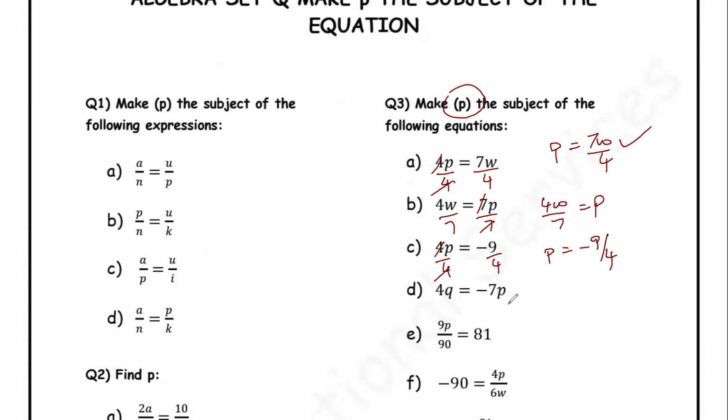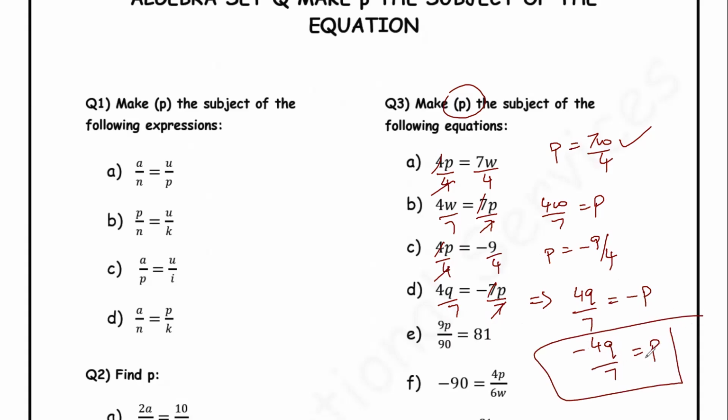That one out here, I'm going to divide first by 7. So what I get is 4Q upon 7 is equal to negative P. And remember, this is the same thing as negative 4Q upon 7, which is equal to P. So you must be wondering how negative P is equal to 4Q upon 7 is the same thing as P is equal to negative 4Q upon 7. So how is negative P becoming negative on the other side?